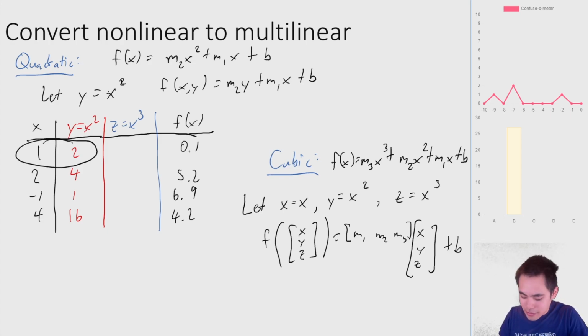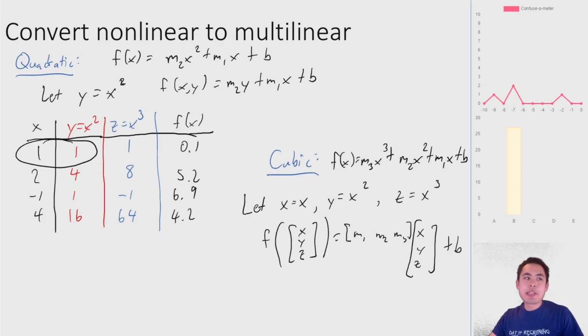Oh, someone should have caught that I did this x squared wrong. It turns out that 1 squared is not 2. 1 squared is 1. So 1, 4, 1, 16. So x cubed here would be then 1, 8, minus 1, 64. And so then you could do a multilinear regression with these three independent variables, which would allow you to solve for the coefficients m1, m2, and m3, which would give you a hyperplane in R4 that best approximates your data.